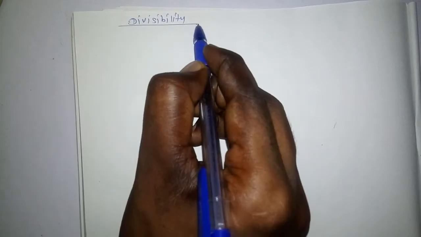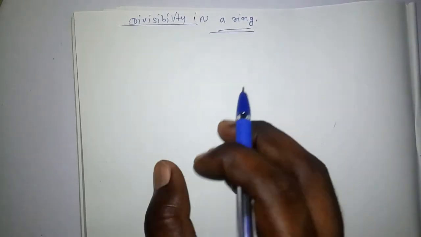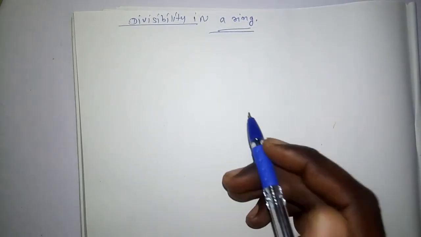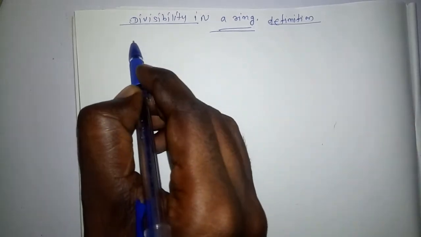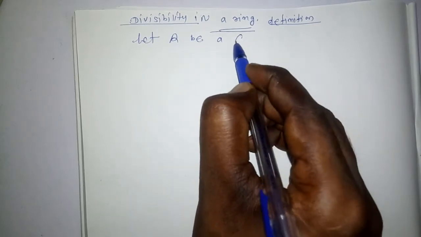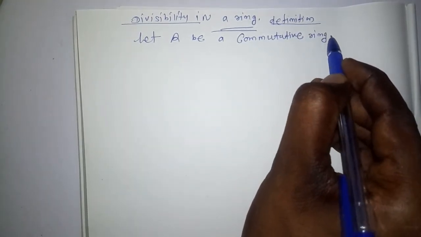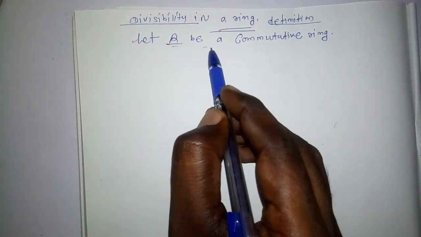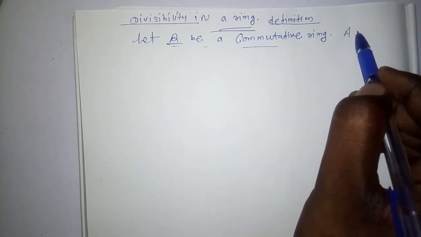Divisibility in a ring. Definition: let R be a commutative ring. Okay students, R is a ring, and this is a commutative ring. And A is a non-zero element.